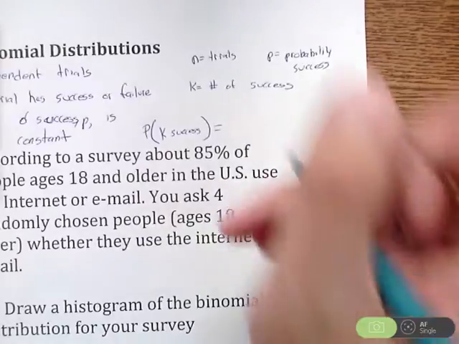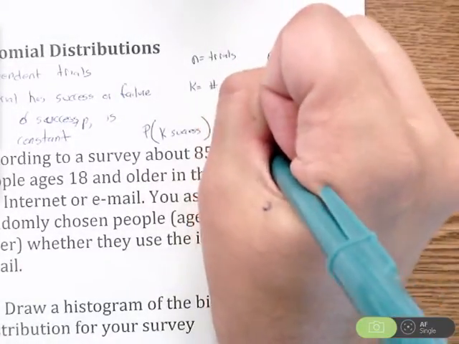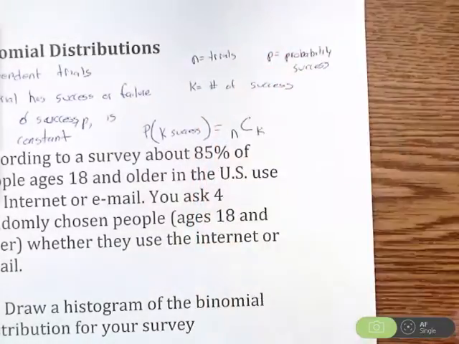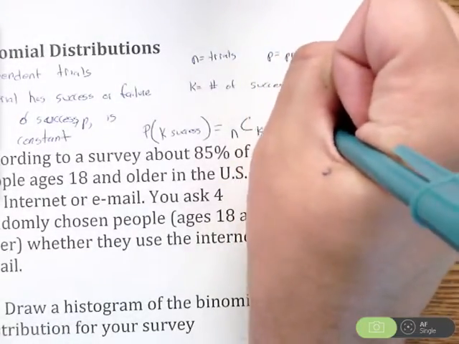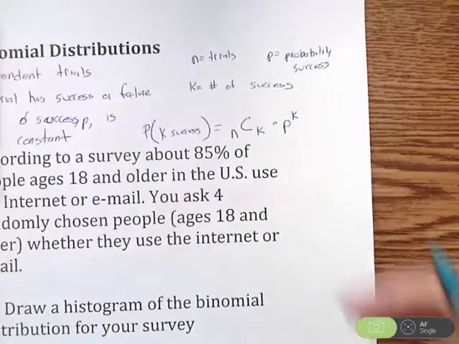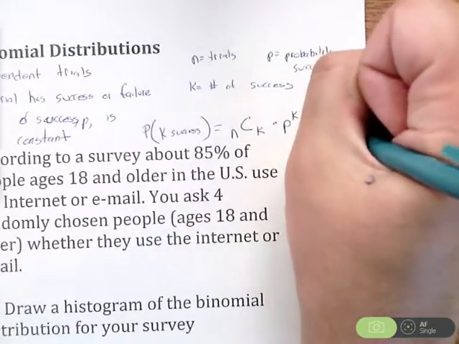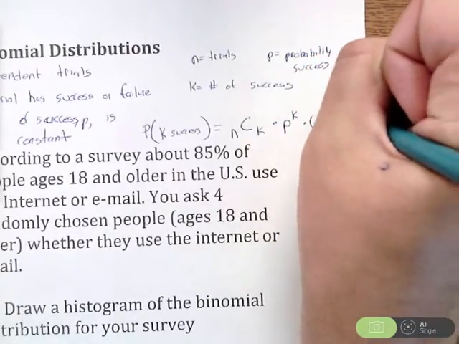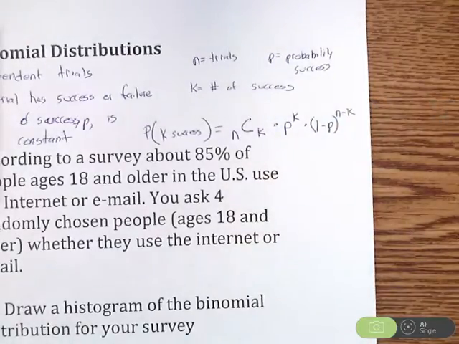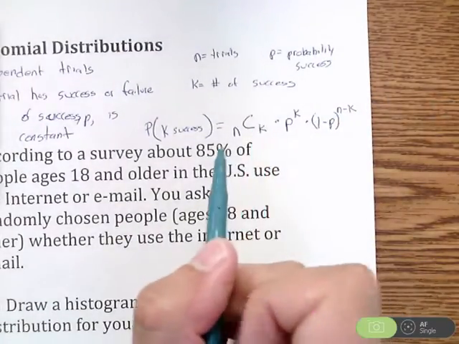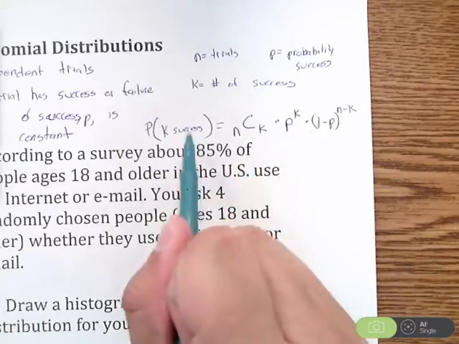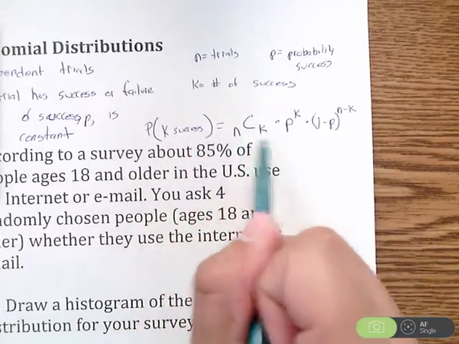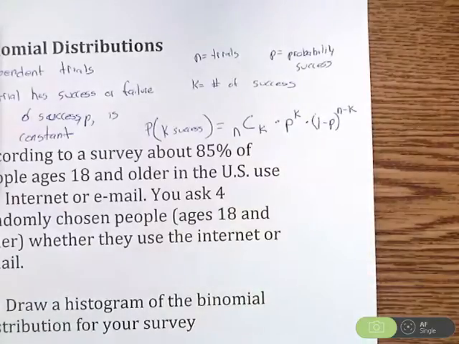It starts off with the combination, n choose k, times p raised to the exponent k, times 1 minus p raised to the n minus k power. So if you ever want to find the probability of any number of successes, you plug in n for trials, k for whatever number of successes you want, and p for the probability of success.